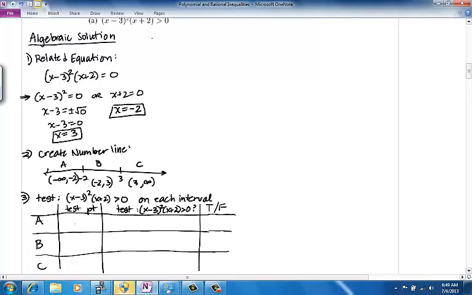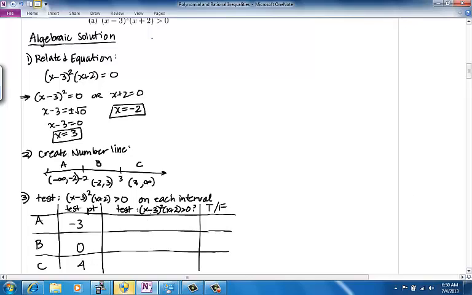And what I want to do is pick a specific test point. So in interval A, I'll take, I don't know, something less than -2, so I'll just take -3. In interval B, I want something between -2 and 3, I'll take 0. Interval C, I want something larger than 3, so I'll just take 4. But I could take anything in the interval as long as it's not an endpoint.